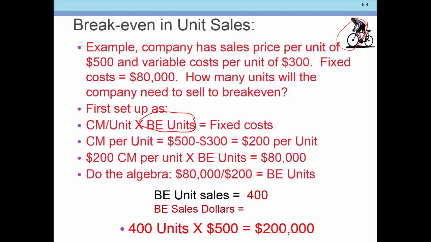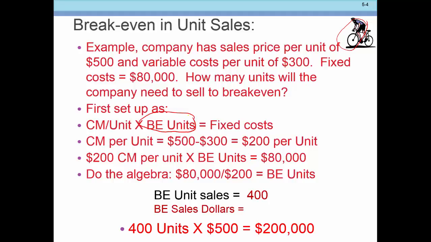Right? I've got $200 per unit first going towards my fixed cost. I just want to know how many units do I have to produce to cover my fixed cost so I break even. It's the what? $200 per unit times the 400 units will generate $80,000. Have I covered my fixed cost? Okay, good.